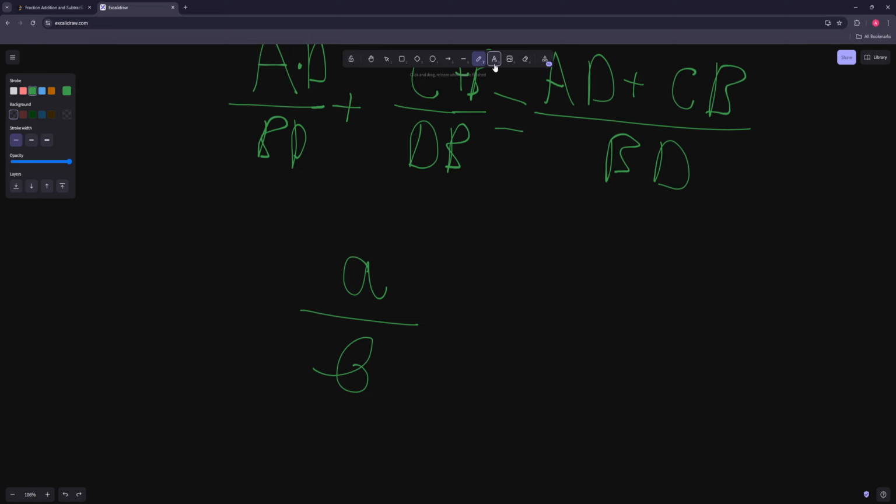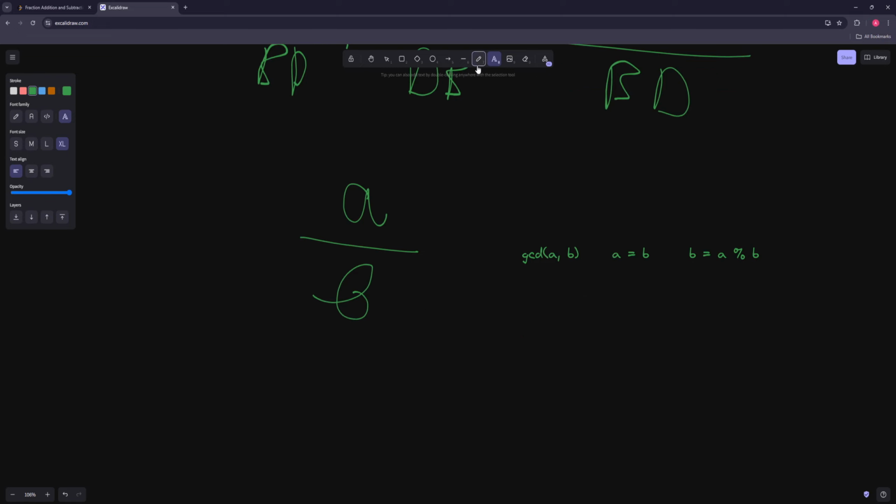The way to do that is to use the greatest common divisor. There's a pretty easy formula for that. If we want the greatest common divisor of a and b, you do two operations at the same time. You say a equals b and b equals a mod b. You keep doing this until b is 0. Then when b is 0, you return a. You can just memorize that. Pretty simple function. Let's take a look at a couple examples.